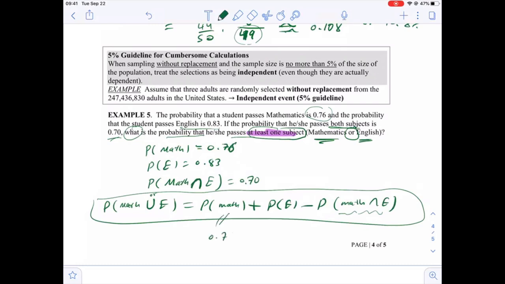Now what is the probability of math? It's 0.76. What is the probability of English? Passing English is 0.83, minus both, which is 0.70, and using a calculator we get 0.89.